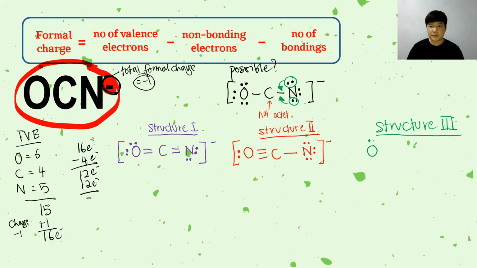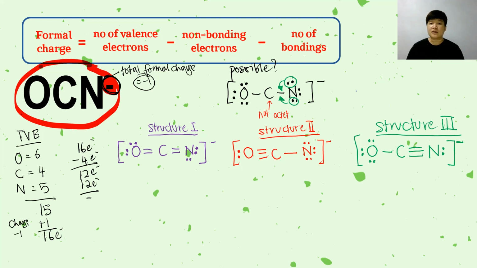So oxygen will remain unchanged with the 3 lone pair and also the single bond to the carbon. While the nitrogen donated 2 lone pair, so nitrogen will be forming triple bond with the carbon and left with only 1 lone pair. And again, don't forget the charge. So I have my -1 over here. So this is all my possible structure. Structure 1, structure 2, structure 3.